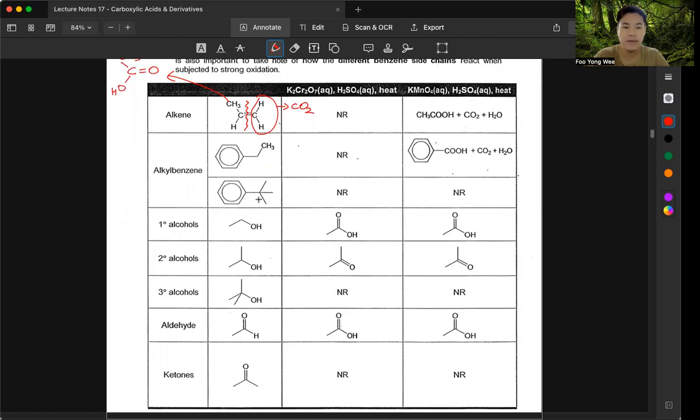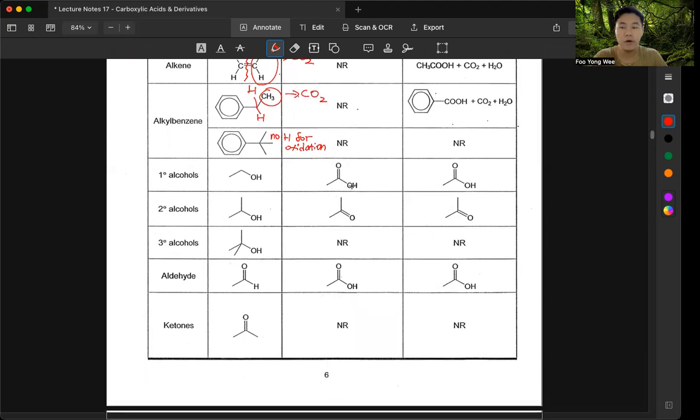You must have a H here, because this one, you don't have any H here. Here, at least you have a H, so it can, because you have the H there, you can remove the H for oxidation. But here, no H for oxidation. So you can form COOH and this CH3 will become the CO2 using potassium manganate. Potassium dichromate cannot oxidize alkyl benzene.